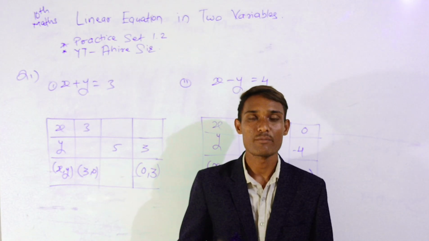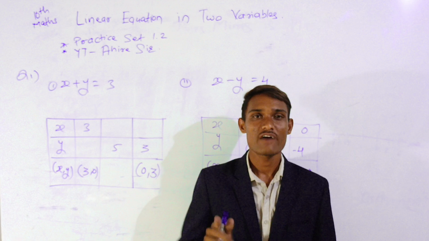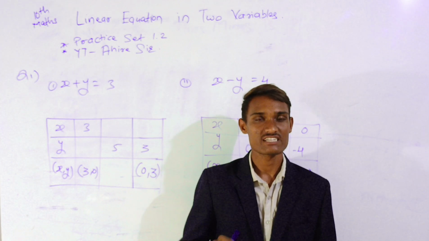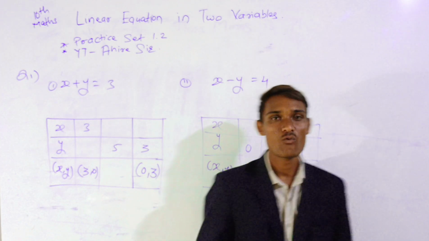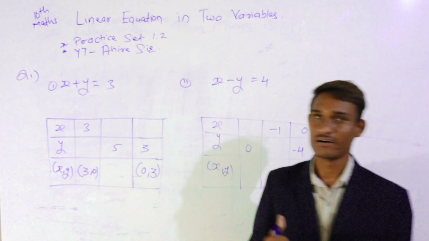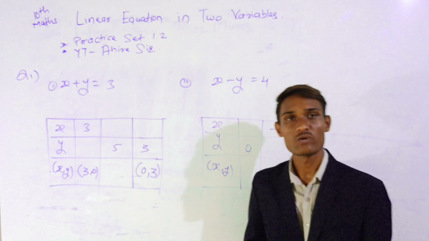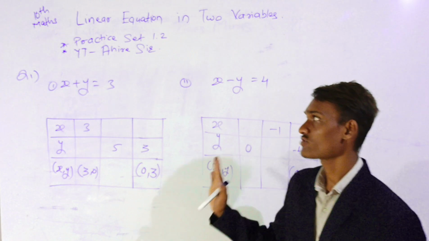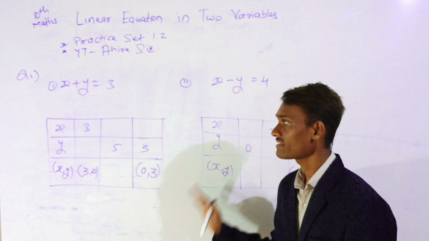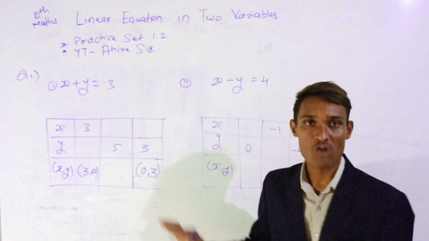We are going to see the practice set 1.2 from chapter 1, linear equations in two variables. Let's see what the solution for practice set 1.2 is. Basically, in question number 1, we have the equation x plus y is equal to 3, and we have this tabular form.